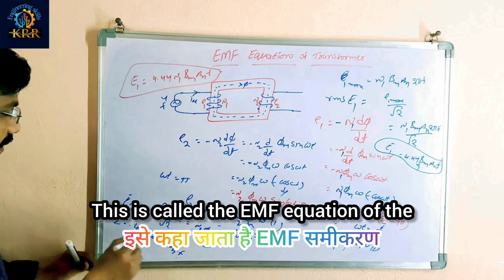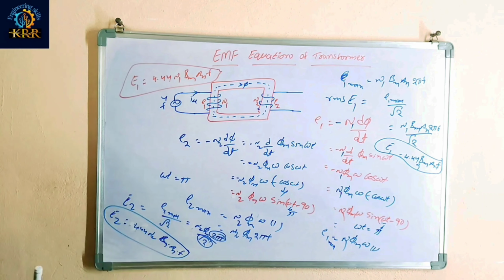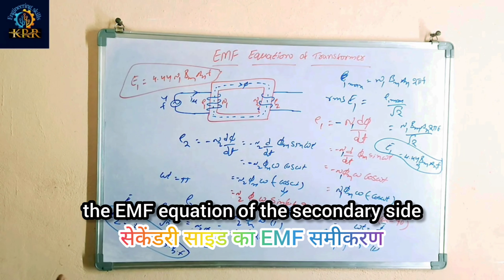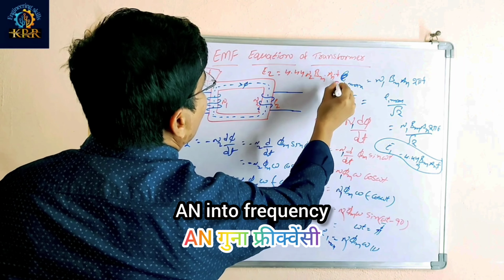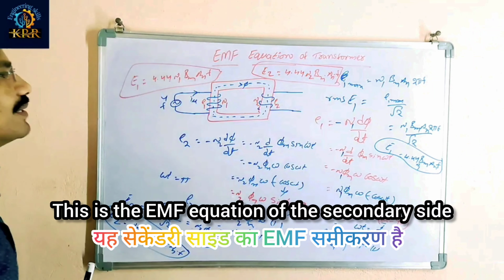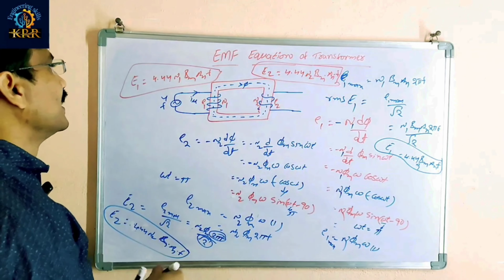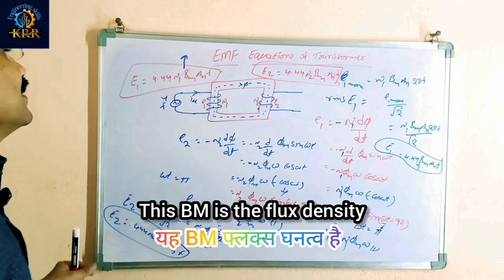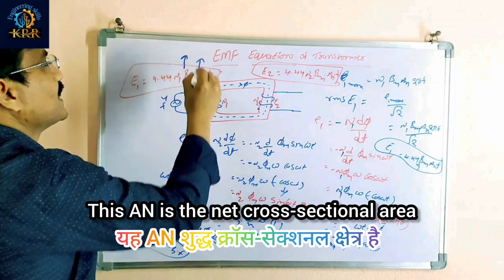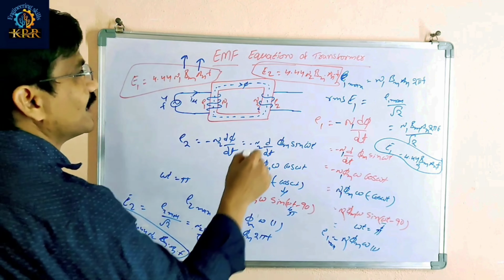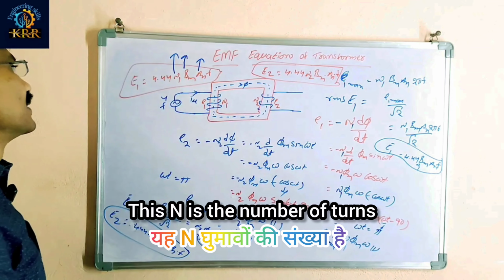This is called the EMF equation of the secondary side. E2 is equal to 4.44 N2 Bm An into frequency. This Bm is the flux density. This An is the net cross sectional area. This N is the number of turns.